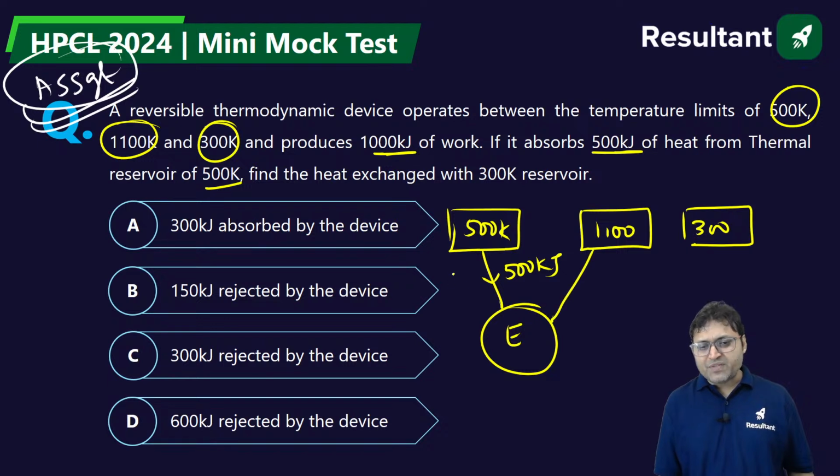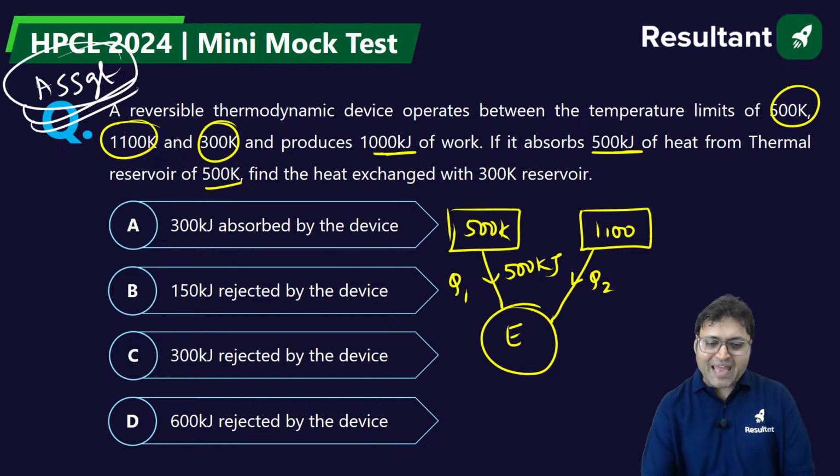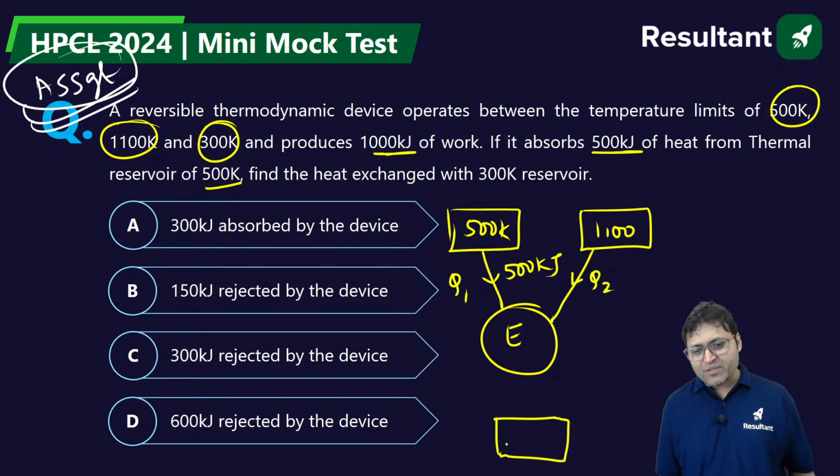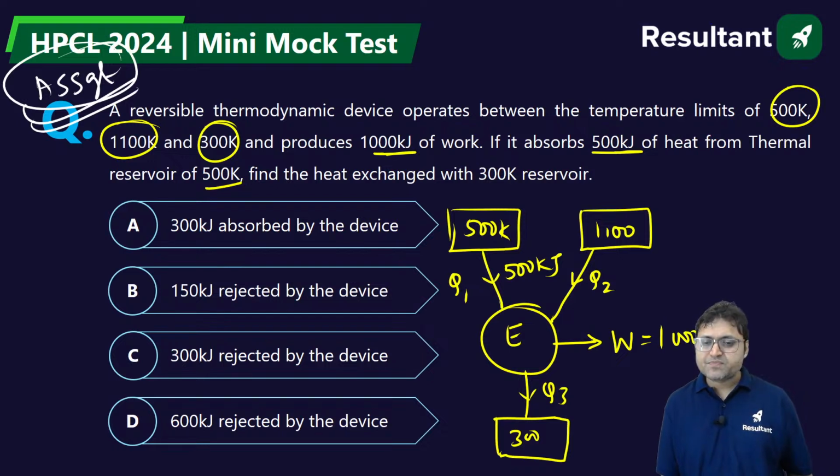So if we assume this is Q1, if we assume Q2, and then it is rejected like this, let me draw like this. This is, let us say, 300. It is rejecting the heat Q3 at 300 Kelvin and the work produced is 1000 kilojoule. So we need to find out the heat exchange with the 300 Kelvin reservoir. This Q3 is to be calculated. There are two unknowns, Q2 and Q3.